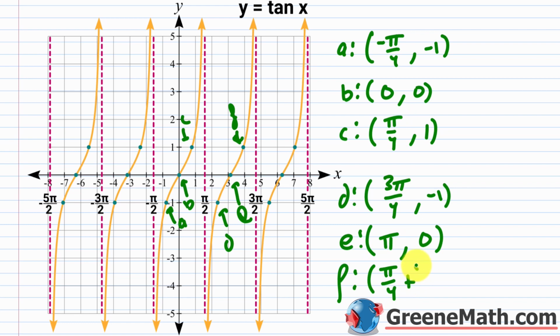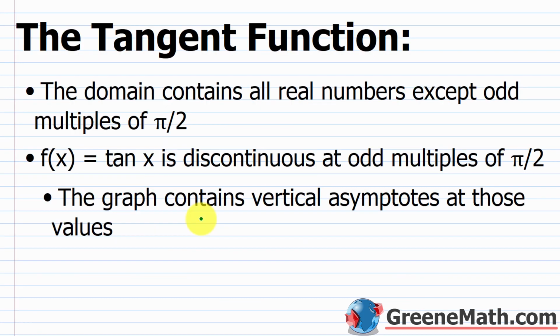I'm going to add pi, so 4 pi over 4, so that's 5 pi over 4. And then basically, you're going to have the same y coordinate, so it's still going to be 1. And you can basically use that process to extend the graph to the left or to the right as much as you want. All right, so just some information that you need to know.